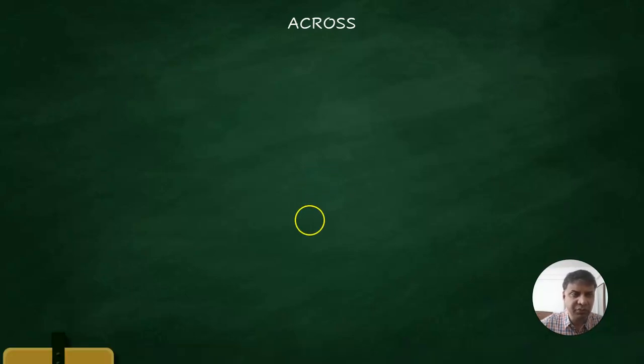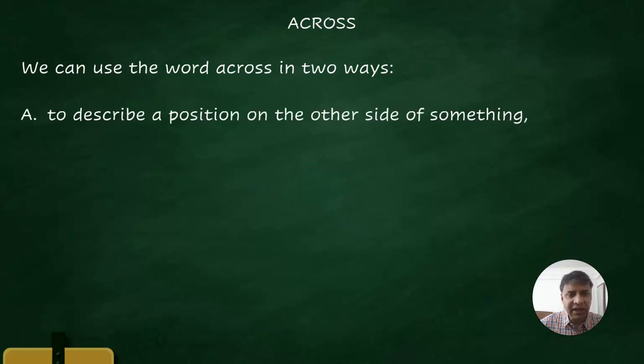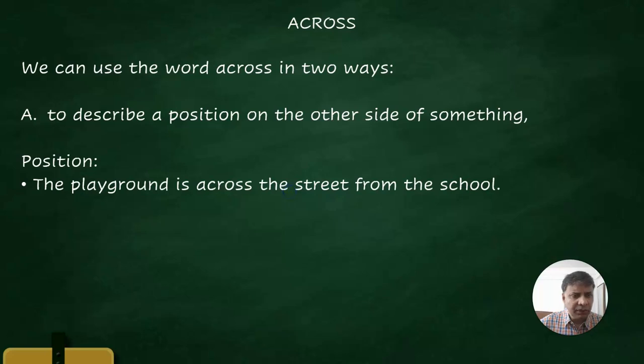Now, friends, across has got two meanings. There is a meaning with position and there is a second meaning with movement. Let us start with the first meaning. We can use the word across to describe a position on the other side of something. Okay, let me repeat that: to describe a position on the other side of something. Position: the playground is across the street from the school.